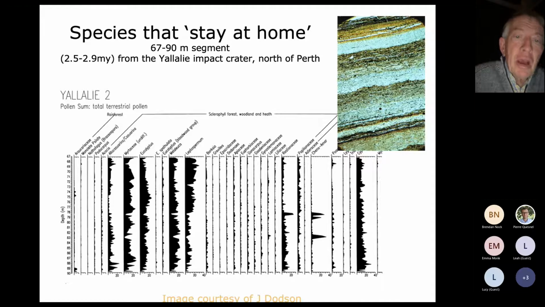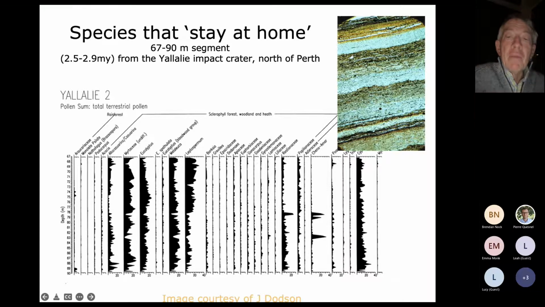And what you see here are all the different plant families, and in some cases a genus and a species, as we've got in Eucalyptus spathulata and Corymbia, the bloodwood group. And what you see are the ebbs and flows of pollen over that sequence of time from 2.5 to 2.9 million years. And as you can see, species came and they went, but they returned when periods changed.